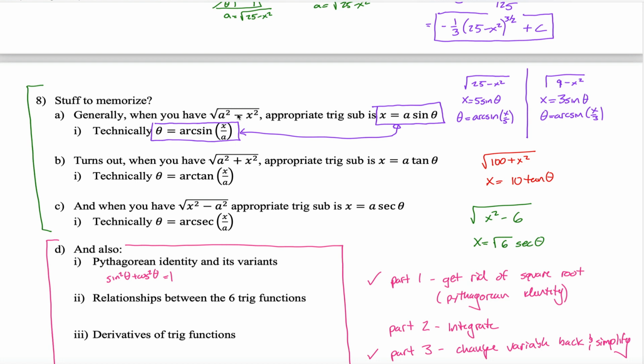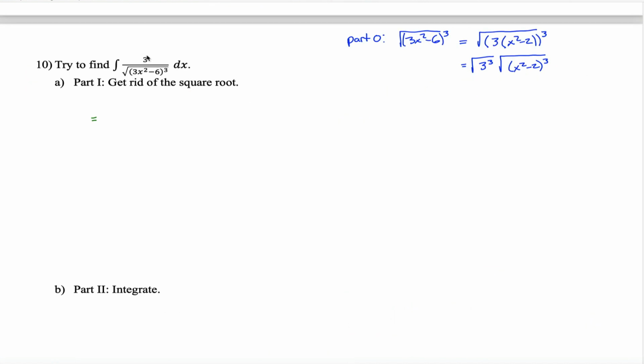Note that this time it's not a number minus x squared, nor is it a number plus x squared. It's x squared minus some number. So now we're in this third case here. I've got this 3 up on the top, which is just a coefficient, so I can pull that out in front of my integral sign.